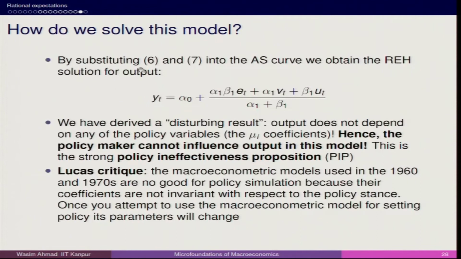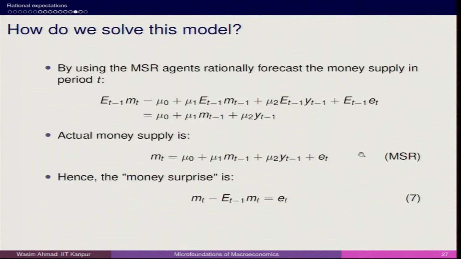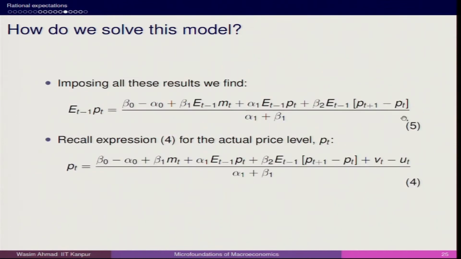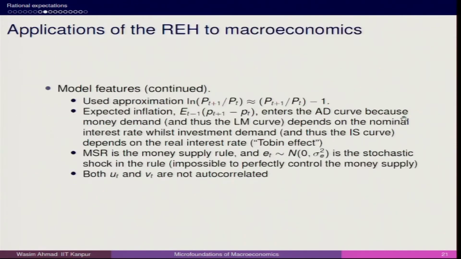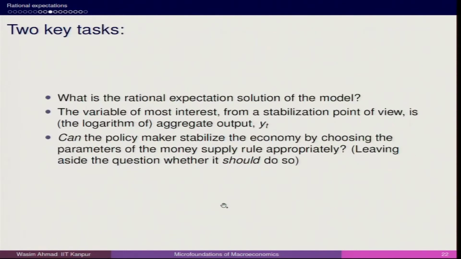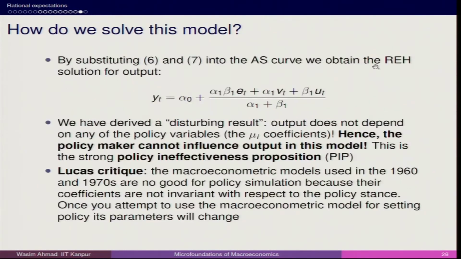So by substituting 6 and 7 into the aggregate supply equation that we have here, how does it look like? Here we can easily solve for it. We obtain the reduced form. So once I substitute this, we have Yt is equal to alpha 0 plus alpha 1 beta 1 Et plus alpha 1 Vt plus beta 1 Ut upon alpha 1 plus beta 1.